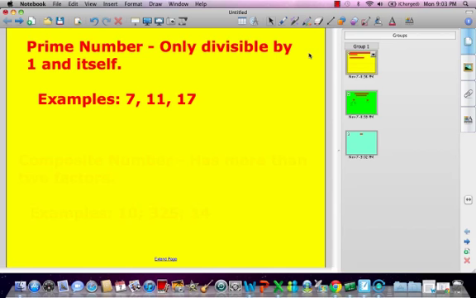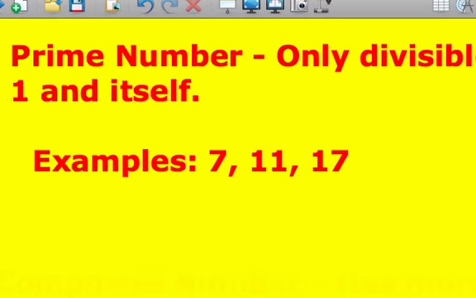All right, let's look at prime factorization. Before we look at that, we're going to see what a prime number is. A prime number is a number that's only divisible by 1 and itself. So it only has two factors, we could say. Some examples of that are 7, 11, and 17.